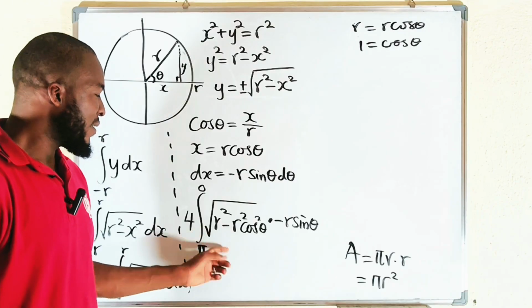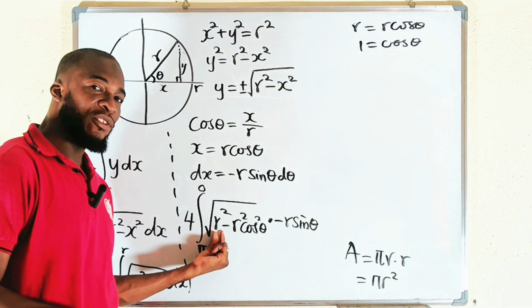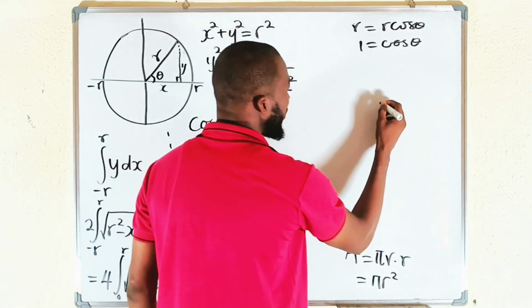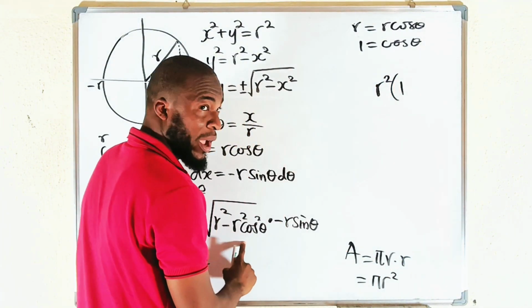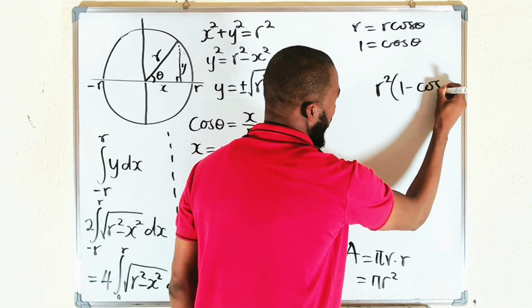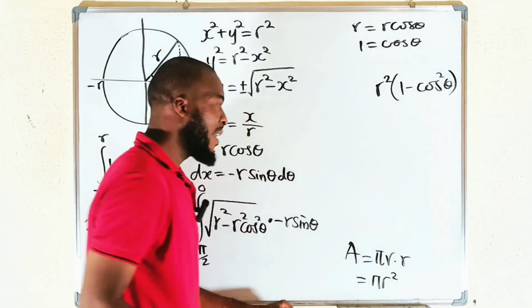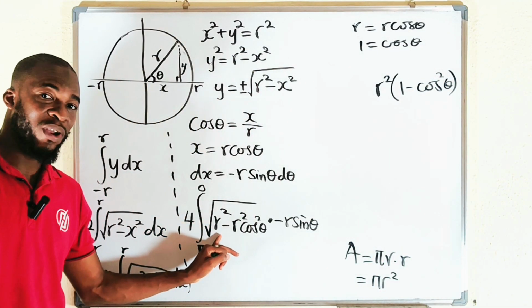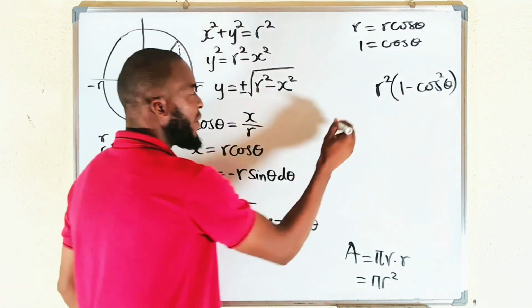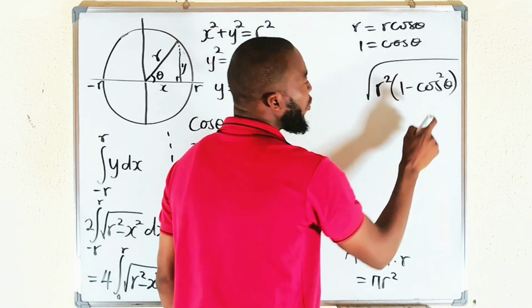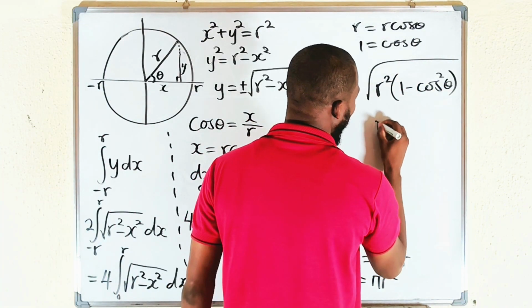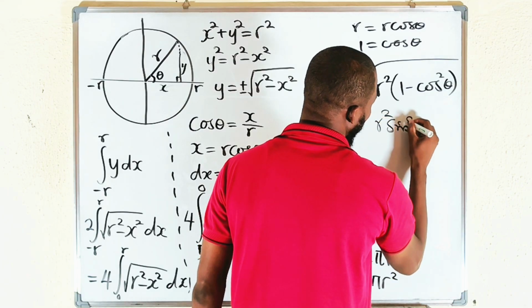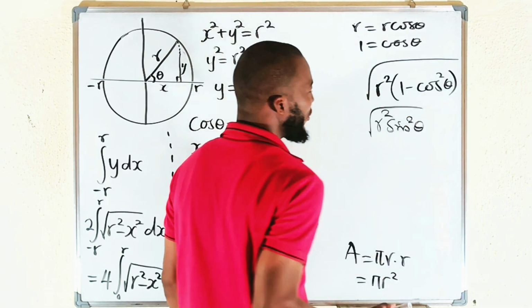What you should remember is we have r squared in common, so you can factor it out. You have r squared in bracket 1 minus cos squared theta. Yes, because we have factored r from these two terms. Remember, they are all under square root. And 1 minus cos squared theta is simply sine squared theta. So this is r squared sine squared theta, also under square root.